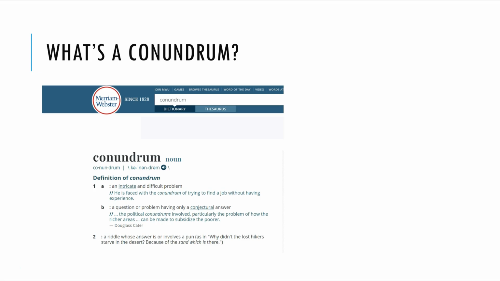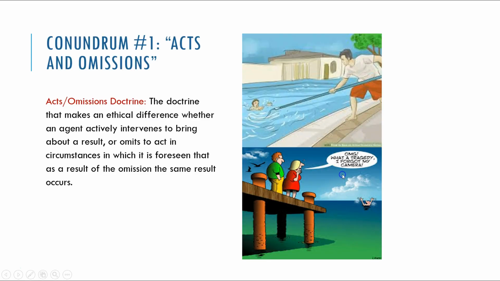Now in ethics, there are three conundrums I hope you learned today, the first being the Acts and Omissions Doctrine. This doctrine makes an ethical difference whether an agent actively intervenes to bring about a result, or omits to act in circumstances in which it is foreseen that as a result of the omission, the same result occurs. So in this hypothetical, we have a drowning person. Now this person is acting. They grabbed this long pole, they put it into the pool, and they're going to drag the drowning person in. Now these two people are watching the person drown, lamenting they forgot their camera.